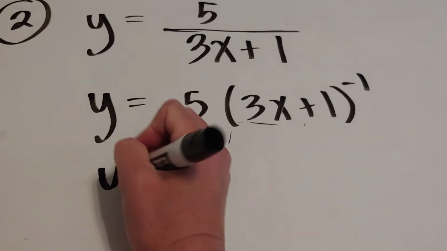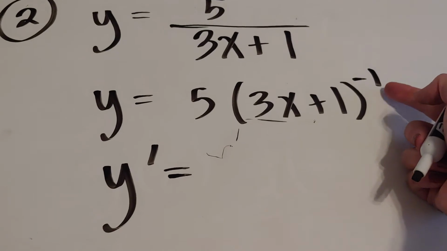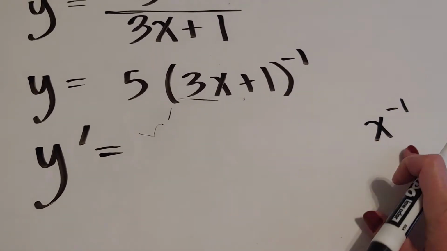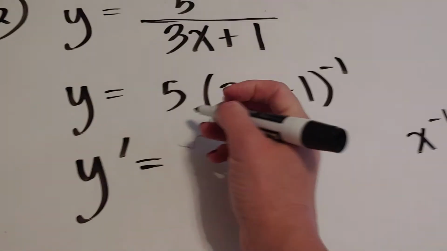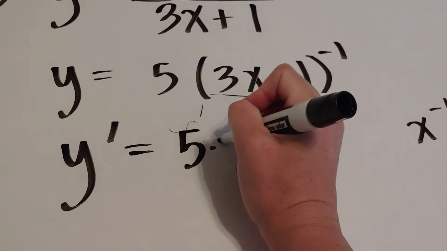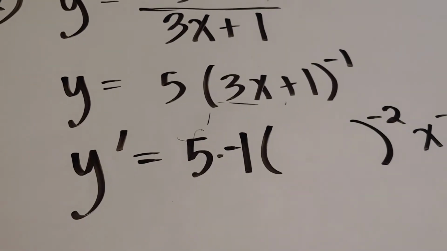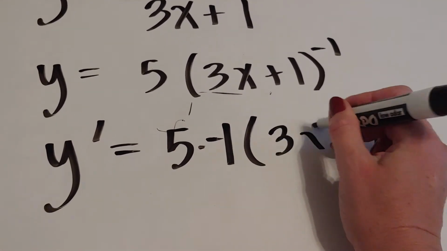So here we go. I'm going to do the derivative. So I take the derivative of the outside, which is the power. So if I had x to the -1, if I was going to take this derivative, the -1 would come down, x to the -2. So that's what we're going to have. This 5 is going to hang out, -1 to the -2. Okay. I'm going to leave the inside alone.